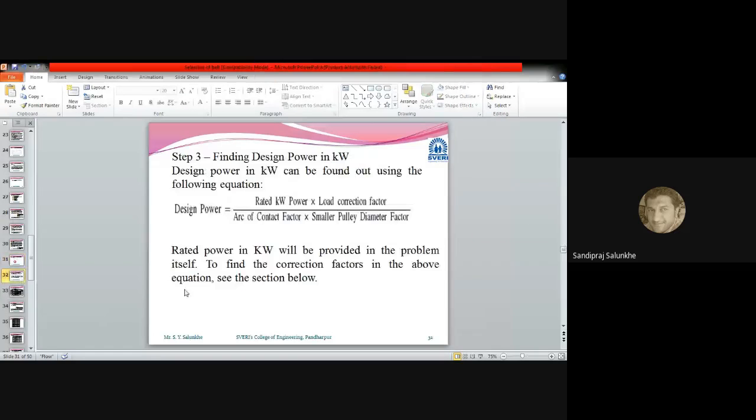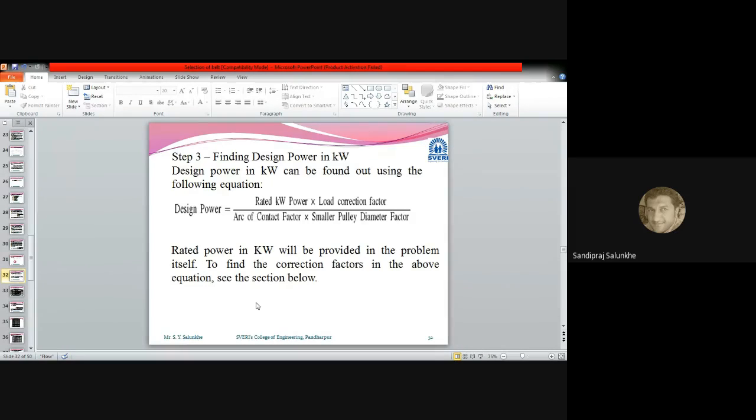Now we'll go further. In step number 3, once we are over step number 1 and 2, which are quite easy, which you already know, then we have to go for the third step. In this third step, we are going to calculate the power rating of that belt drive. That is nothing but how much kilowatt power you want to transmit by means of that belt drive.